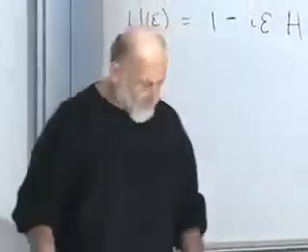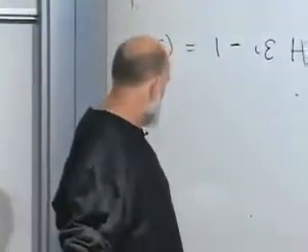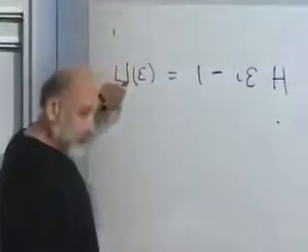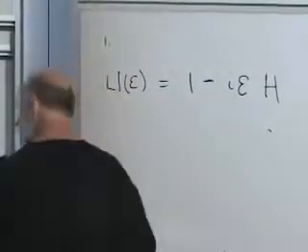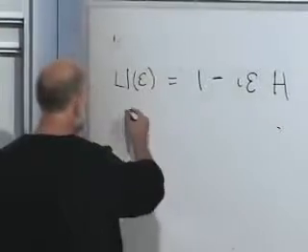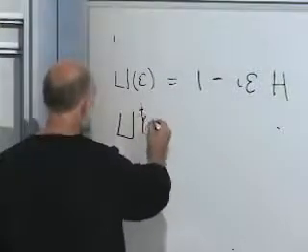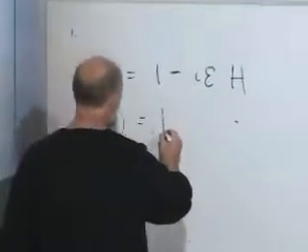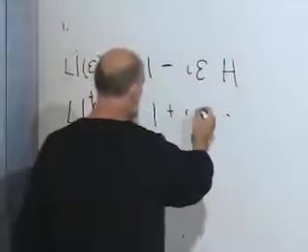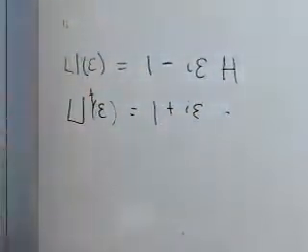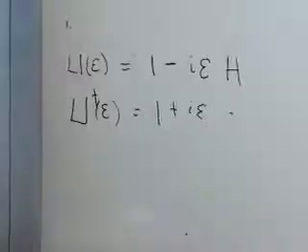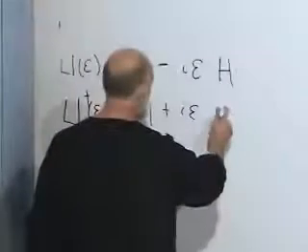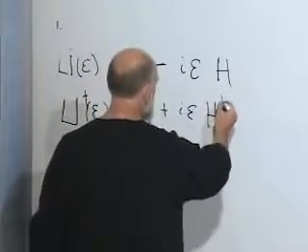So let's see what the condition on H is for U to be unitary. Let's write it down. U dagger U. Oh, what is U dagger? U dagger of epsilon is equal to 1 plus i epsilon. Remember, we have to complex conjugate everything when we take the Hermitian conjugate. And then we have to write the Hermitian conjugate of H.